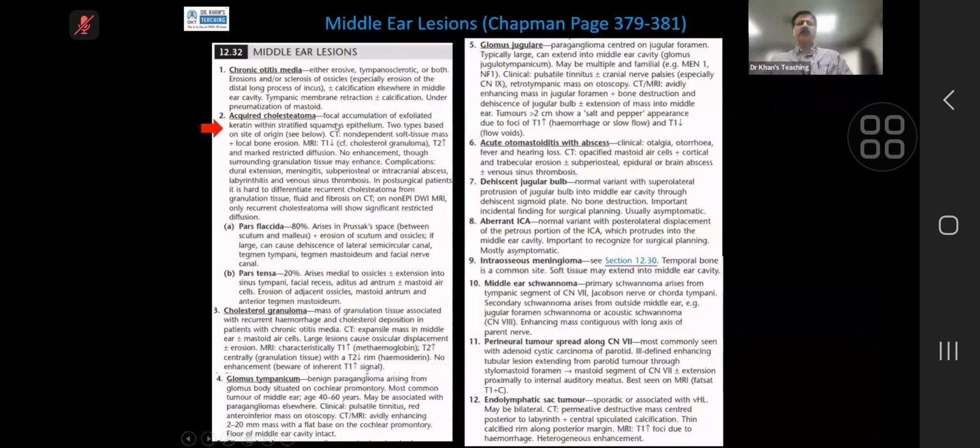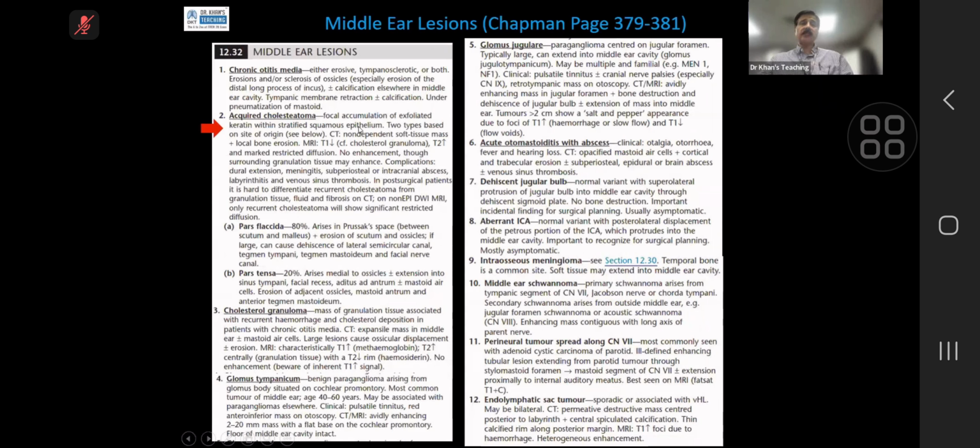And you see, this is the concept, focal accumulation of exfoliated keratin within stratified squamous epithelium. This will not enhance either on CT scan or on MR. Surrounding granulation tissue can enhance. Key point to remember is that cholesteatoma, on MR, will show restricted diffusion. This is a key point to remember.